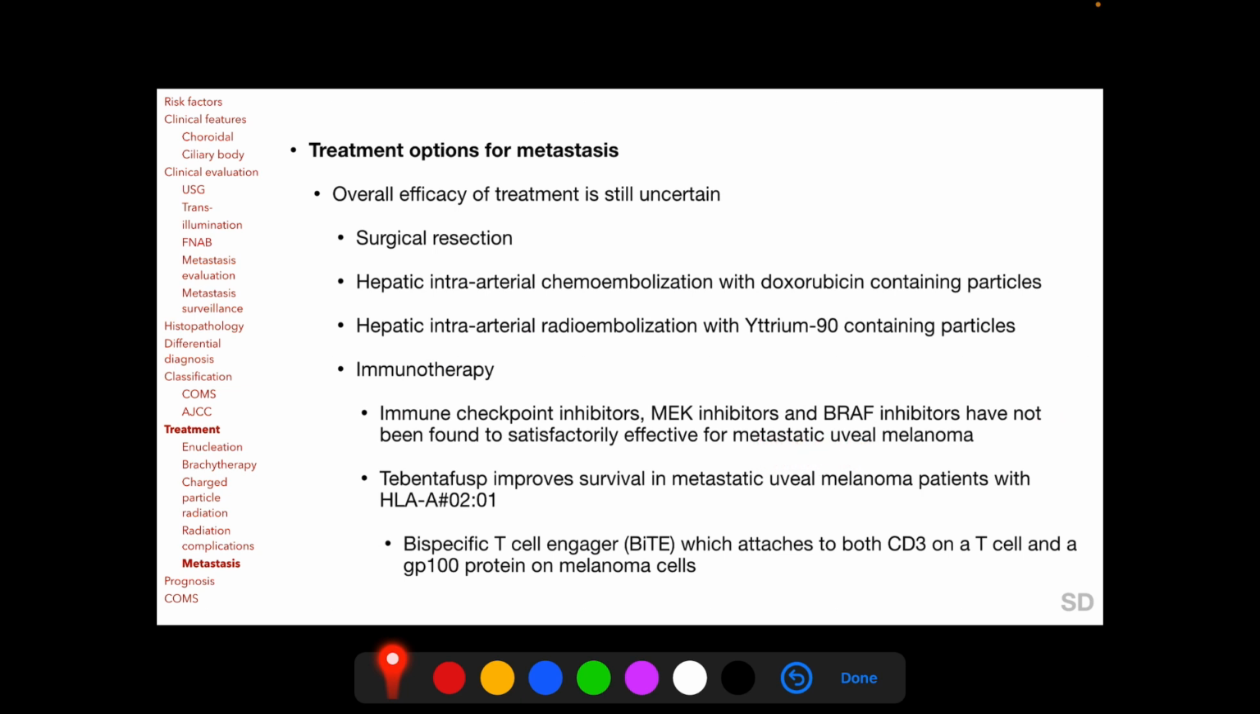However, tebentafusp improves survival and has been FDA approved for the treatment of metastatic uveal melanoma patients with a specific HLA subtype. Tebentafusp is a bispecific T-cell engager which attaches to both the CD3 molecule on the surface of helper and cytotoxic T-cells and a GP100 protein on melanoma cells, thus targeting the T-cells to the melanoma cells.